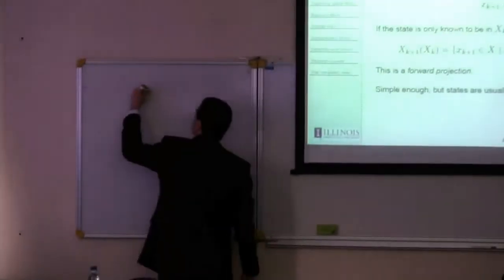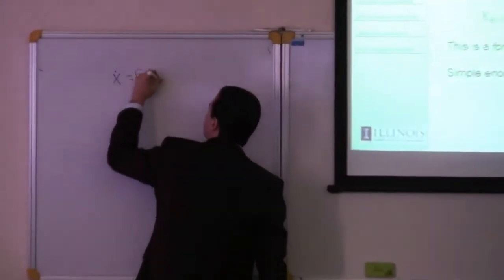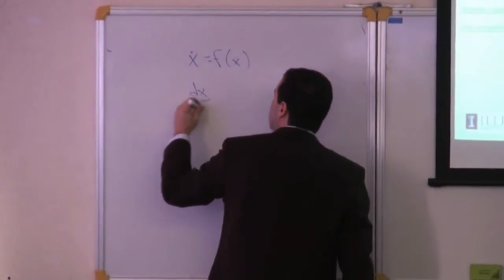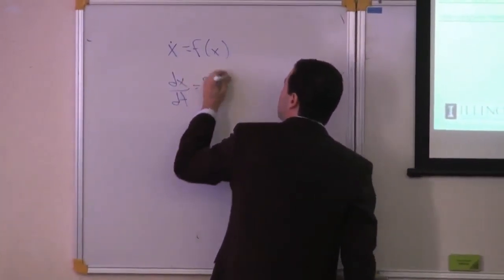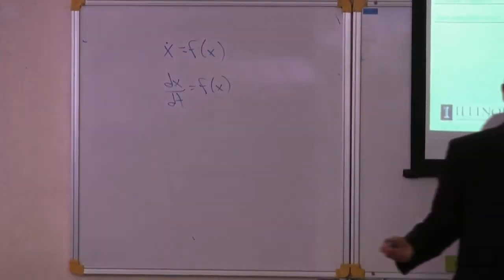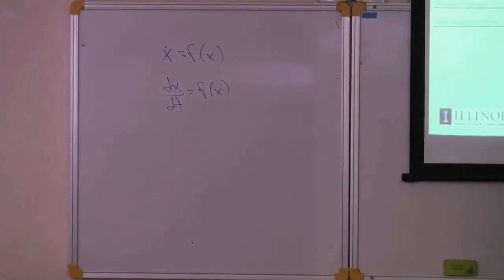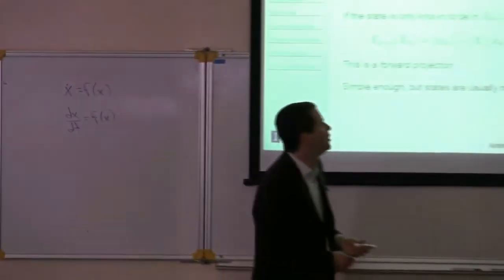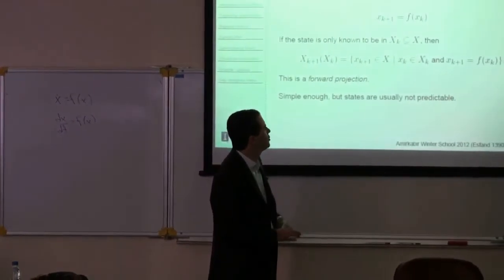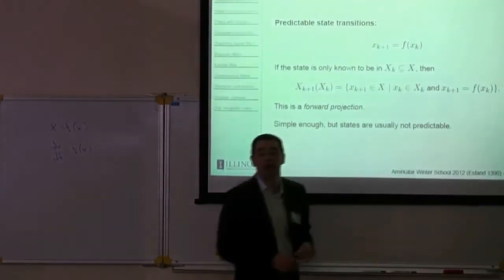Say x dot equals f of x, or in other words, dx dt equals f of x. That's called an autonomous system in differential equations. So that's what this is, just a discrete version of that. It just basically says I can figure out what the next state is going to be given the current one.